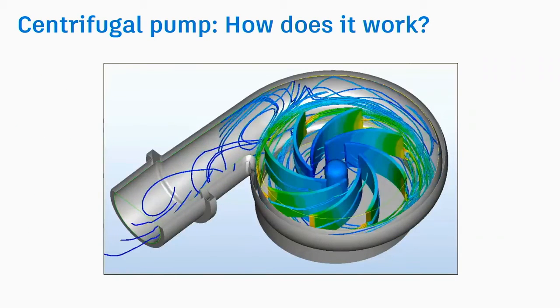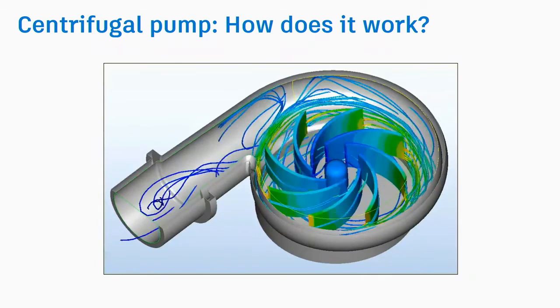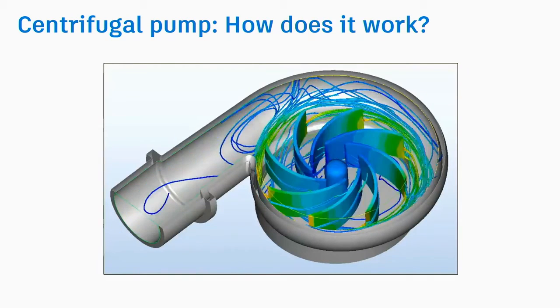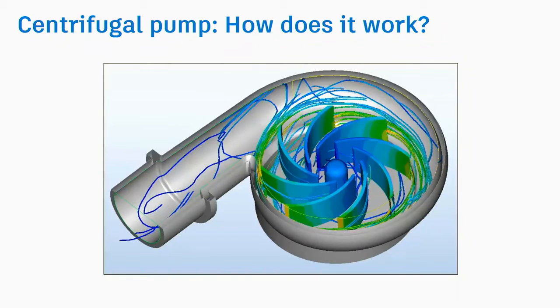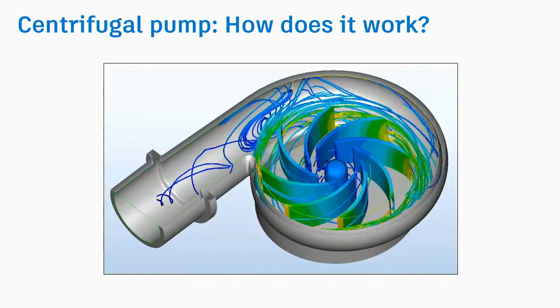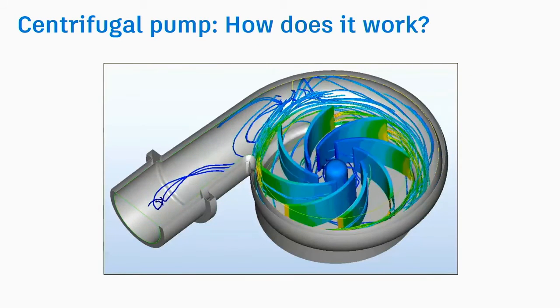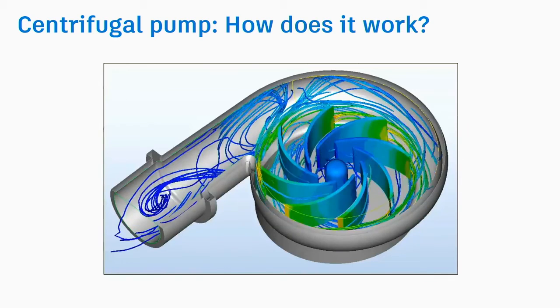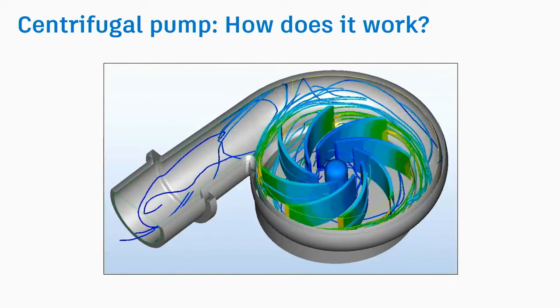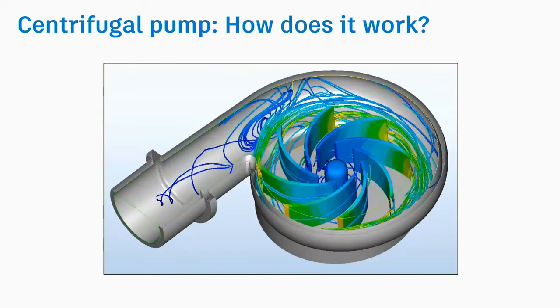Here's a model I simulated in CFD. The colors that you see on the impeller represent the pressure. The streamlines represent the velocity. The blue color is the lowest value, and the red color is the highest value.